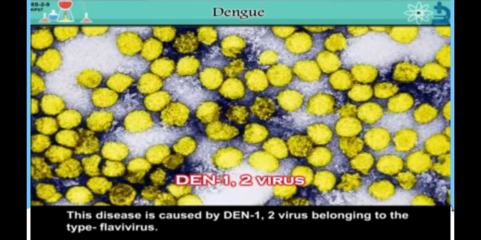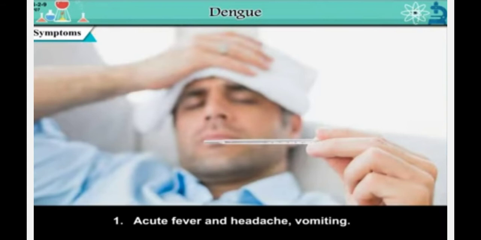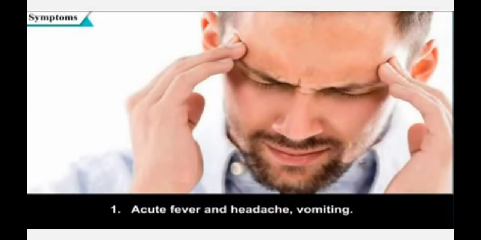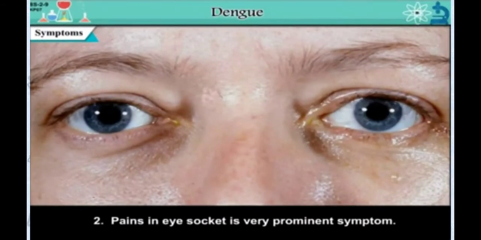This disease is caused by the Dengue virus belonging to the type flavivirus. Now let's learn the symptoms of dengue, how we can understand the condition of dengue in a patient. First, acute fever, headache, and vomiting. These are the initial symptoms of dengue. An important symptom in dengue is pain in the eye socket, which is prominent. There is too much pain in the eye socket.